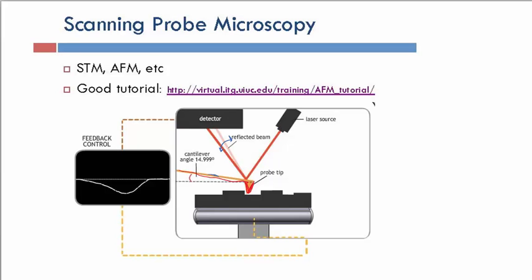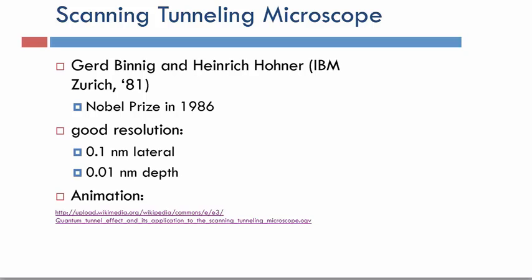Let's look in a little bit more detail at the STM. The scanning tunneling microscope was first developed in 1981, and the folks who did it got a Nobel Prize for it in 1986. It has a very good resolution, about 0.1 nanometers laterally and 0.01 nanometers in depth. Now let's see how it works.